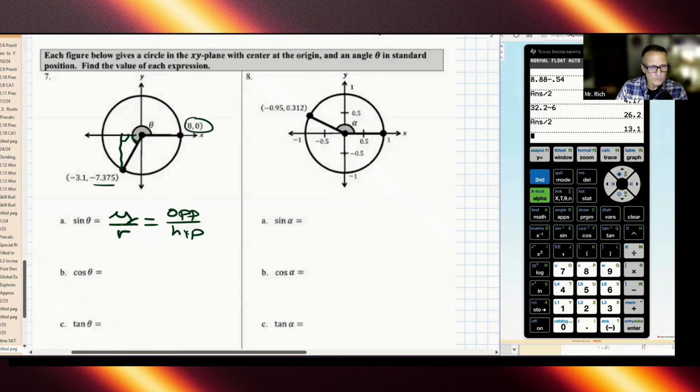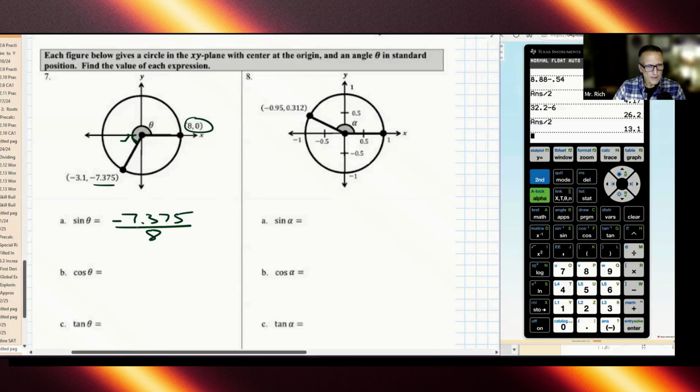Now, the reason that we don't use y over r on a unit circle is because r is 1. And so the sine of the angle is just whatever the y coordinate is, because it'd be y over 1. But in this case, all we have to do to find sine of this entire angle is take the y coordinate and divide it by 8. And that's going to be our answer right there.